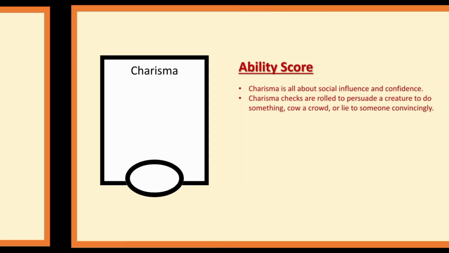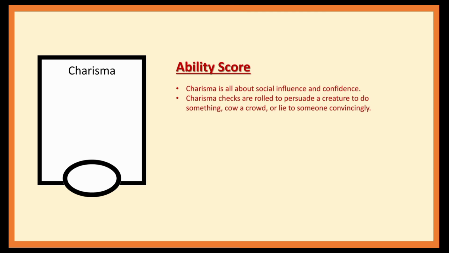And finally, let's talk about charisma. Charisma is all about social influence and confidence. It's about how chatty and charming you are. A charisma ability check, or charisma check, is about being able to persuade a creature to do something, cow a crowd, or lie to someone convincingly.